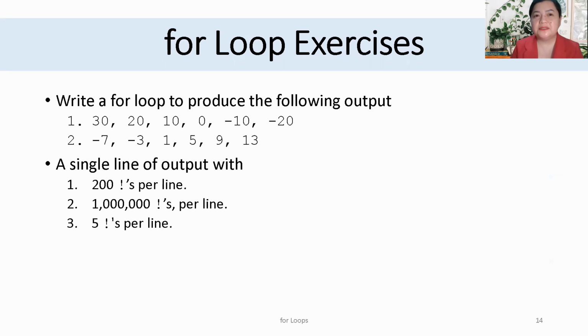Let us have some simple exercise that will exercise the use of for loop. Now this time, create a for loop to produce the following output. So 40, it will produce 30, 20, 10, 0, negative 10, and then negative 20. Next is negative 7, negative 3, 1, 5, 9, and 13.